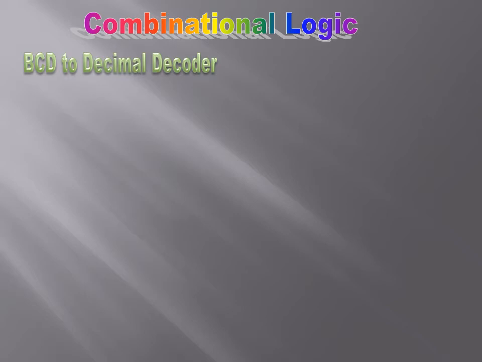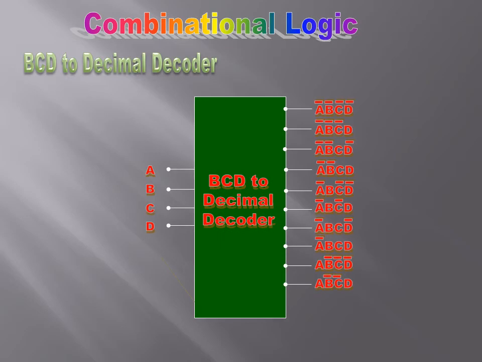Now BCD to decimal decoder. This is the reverse of the thing: we had generated a BCD code and now we want that it should get transferred to a decoded signal representing 0 to 9 numbers, 10 events. So if such a type of circuit is there, it will have A, B, C, D as inputs, but at the output it should generate the 10 outputs. First output 0000 means A naught, B naught, C naught, D naught.